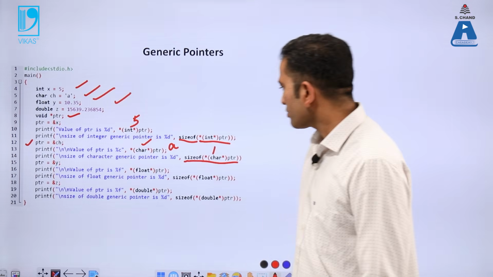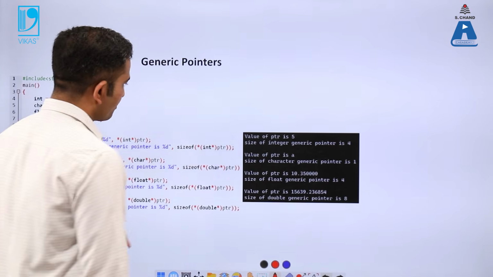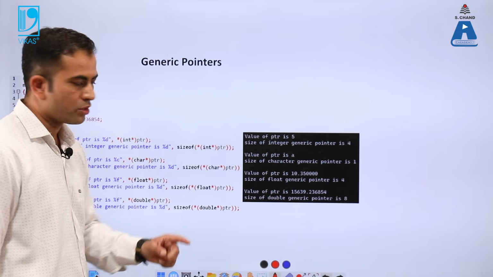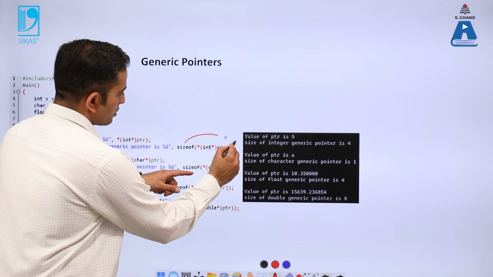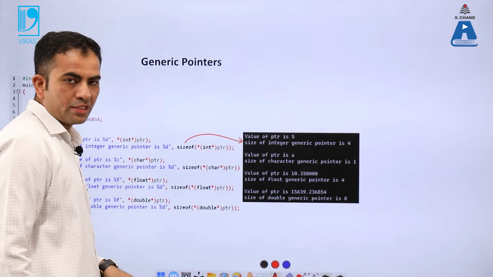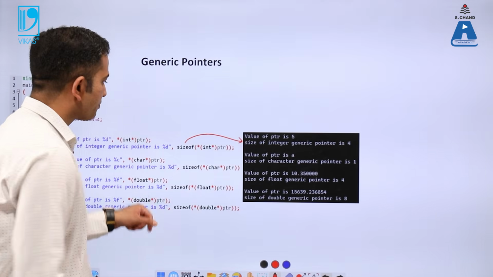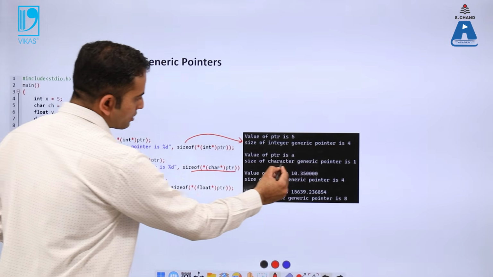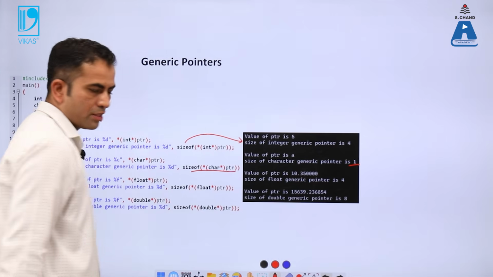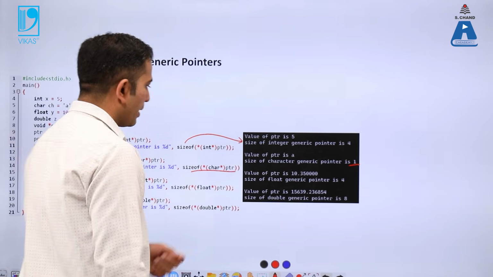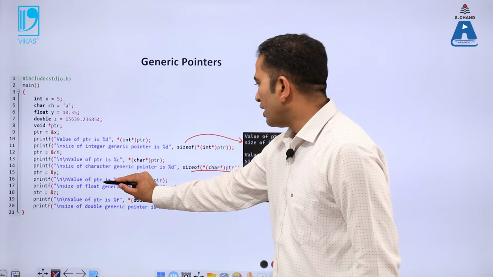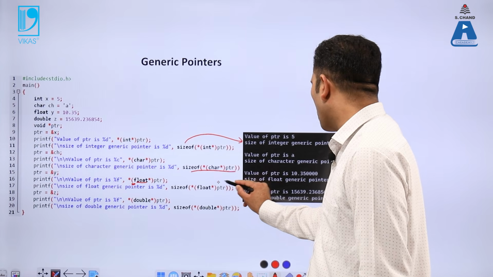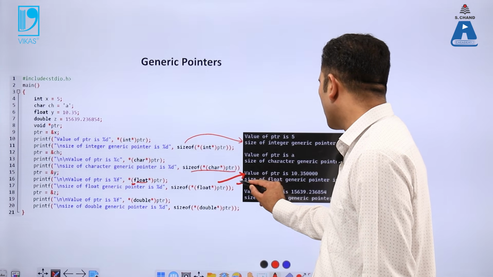So this is the output here. The value of ptr is 5, and the size of integer generic pointer is 4, for the reason I have already explained in our last slide. Now the value of ptr is a, and the size of character generic pointer is 1, because the character is taking 1 byte. Then the value of ptr, again float ptr, gives us this output, and the size is 4 bytes.